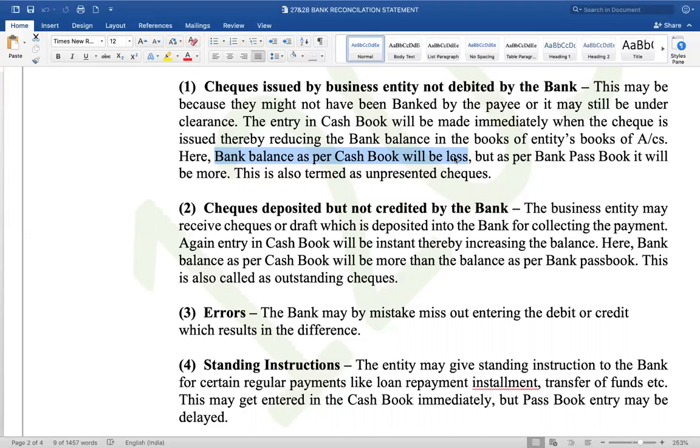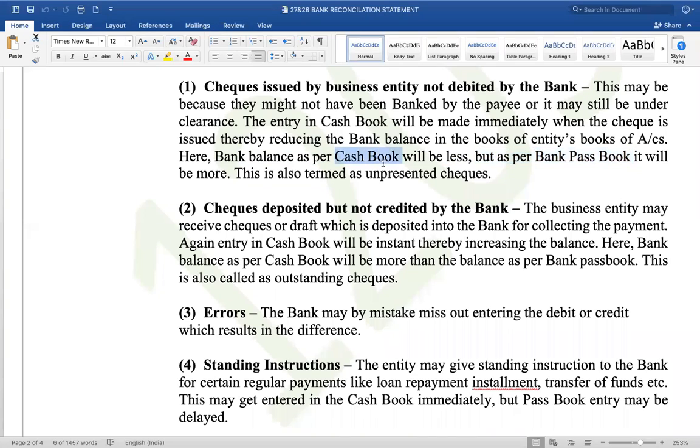The 10,000 minus 5,000 will be 5,000. Okay, 5,000 is the balance. But as per passbook, because the check is not presented in the bank, the fellow who has taken the check, it is his wish to present it anytime within 3 months. So he did not take the check to present it in the bank. As per passbook, it is the same 10,000. That means it will be more.